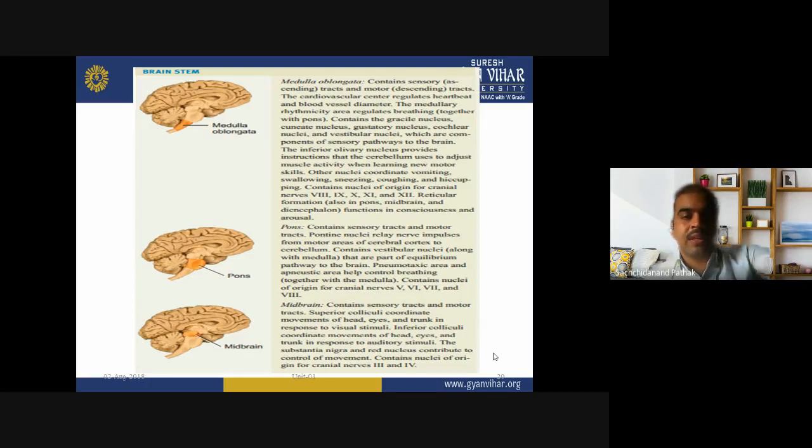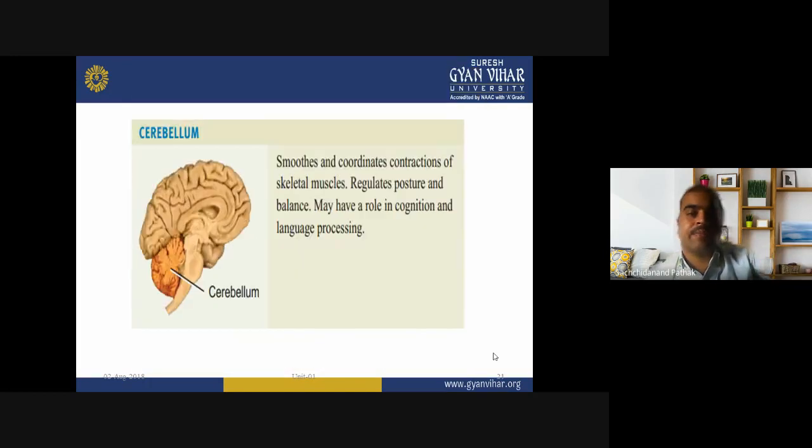Pons की बात करें, the pons contains the sensory tract and the motor tract. Pontine nuclei relay the nerve impulses from motor areas of the cerebral cortex to the cerebellum. The midbrain contains the sensory tract and motor tract. Cerebellum की बात करें, it smooths and coordinates contractions of skeletal muscle, regulates posture and balance, and may have a role in cognition and language processing.